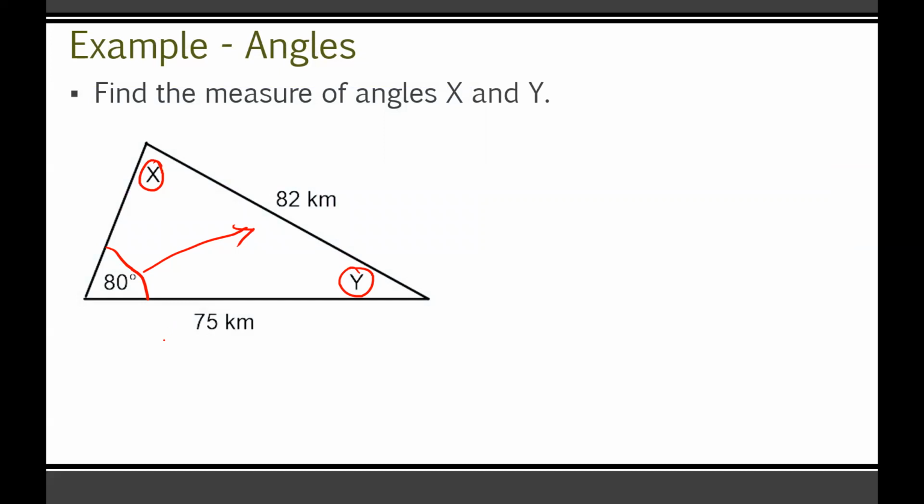So here's what I'll do. I'll start with my key. We're going to use the one with sine on the top. So let's start with our key. So it's going to be sine 80 divided by the side across from it. So 82, sine 80 divided by 82. And this will equal sine of another angle. Let's focus on finding X. So sine X over the side across from X, which is 75 kilometers. We want to solve for X.